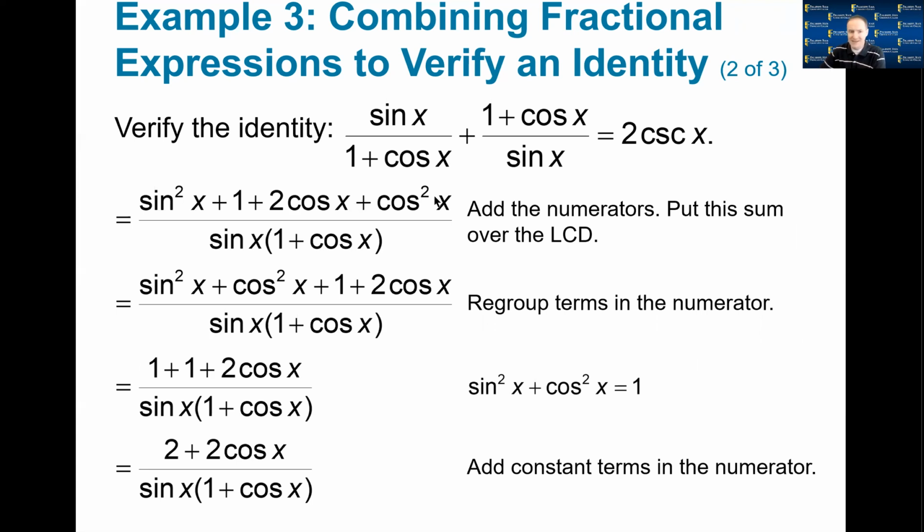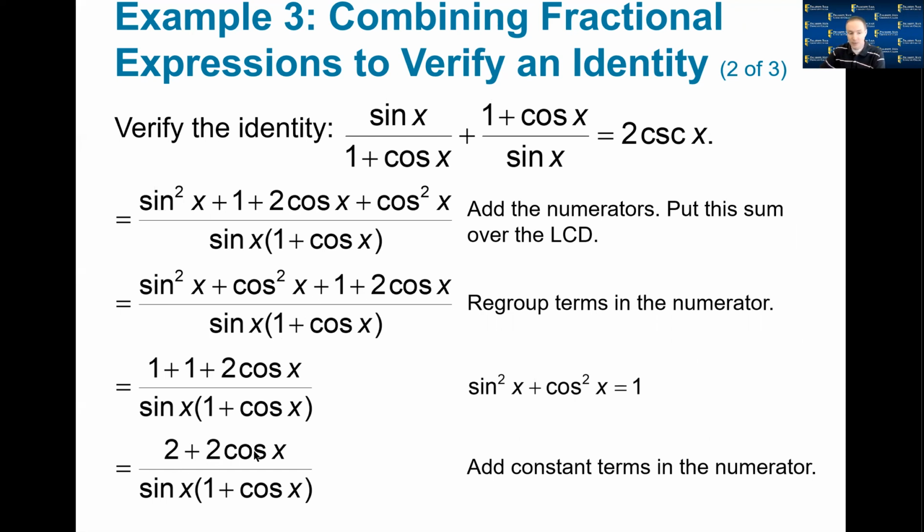As soon as I see I have an expression that has a sine squared plus a cosine squared, I'm going to go ahead and group those together. And now what is that going to become in my next step? Well, that's a Pythagorean identity. Sine squared plus cosine squared is equal to 1. So now I have 1 plus the 1 that already existed in the problem plus my 2 cosine x.